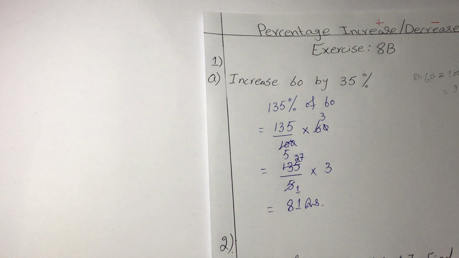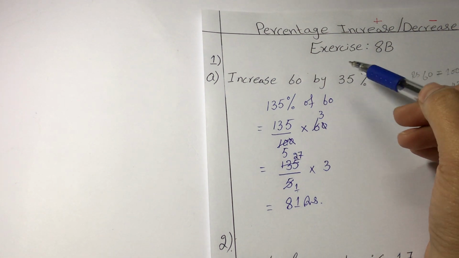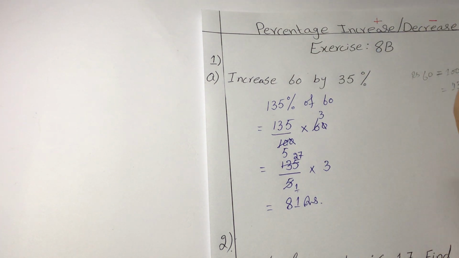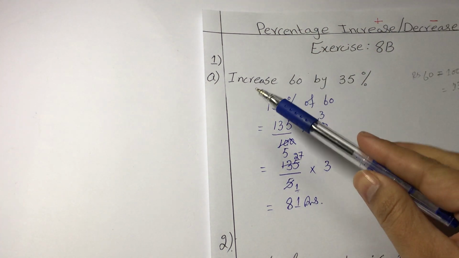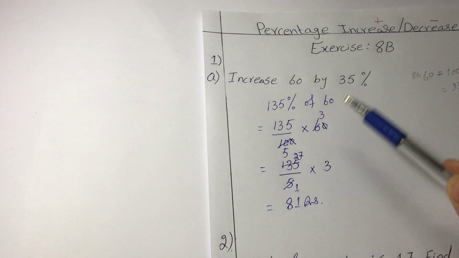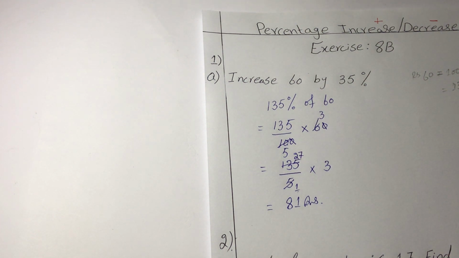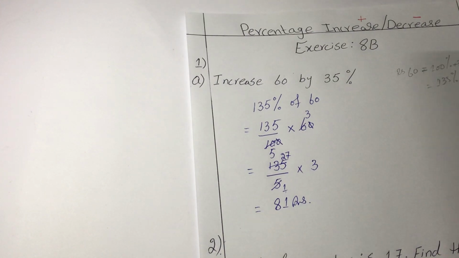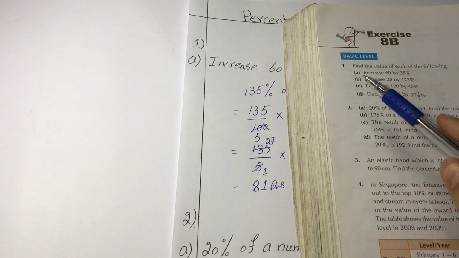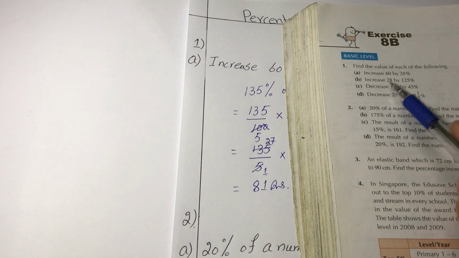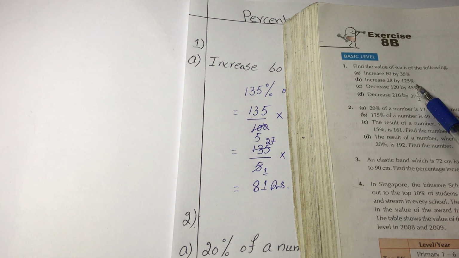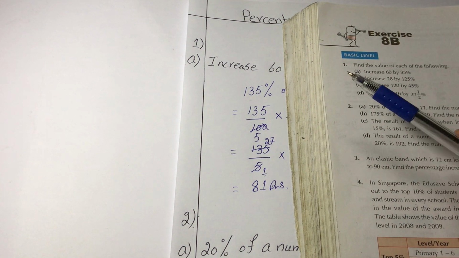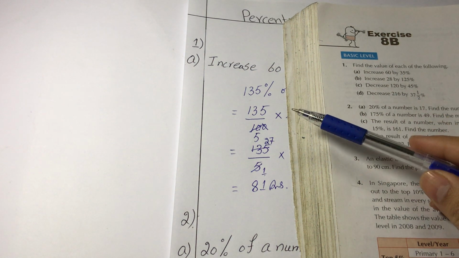What you have to do, in case of increase, is add your increase percentage to your 100%, and then you will find your answer. In case of decrease, let's see our next part. In the next parts, in B, you have increase 28 by 125%, right? This is the same. You will add 125 to 100 and then you will get your answer, right?